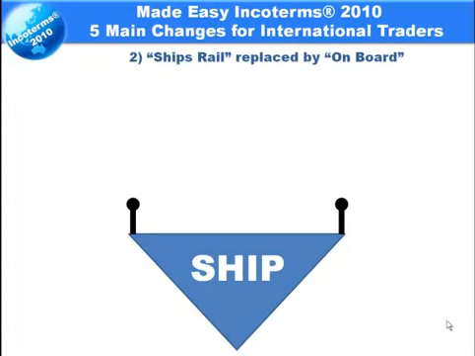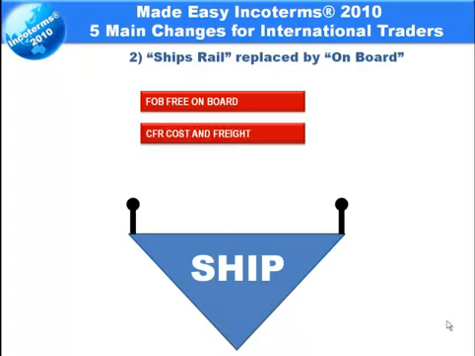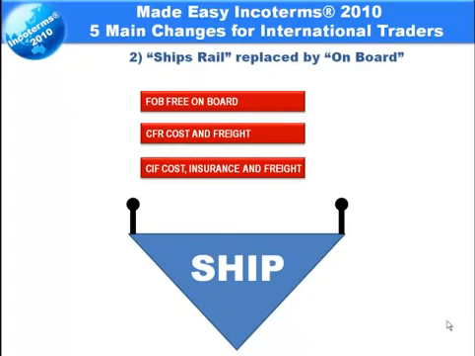In previous revisions of Incoterms, 3 of the maritime rules had in their wording the concept of delivery occurring when the goods had passed over the ship's rail on the carrying vessel. Those terms are free on board, cost and freight, cost, insurance and freight.